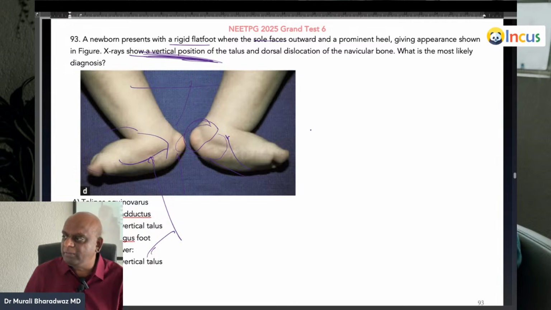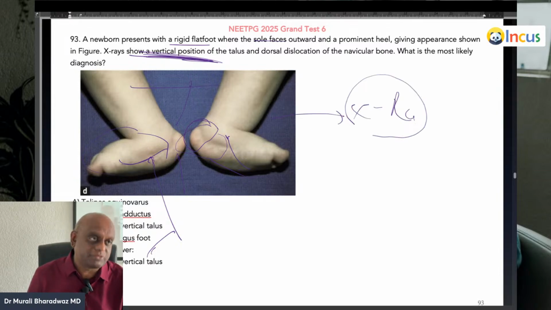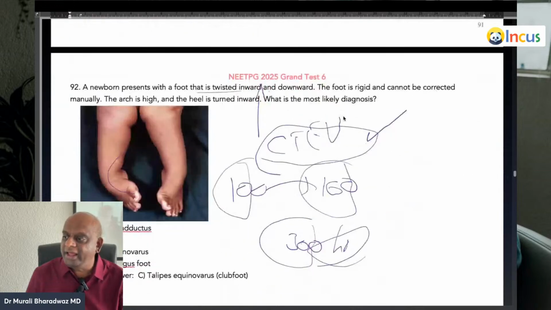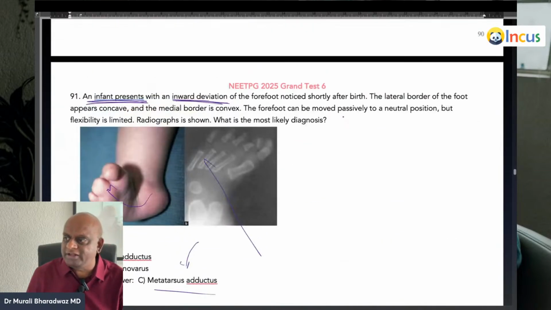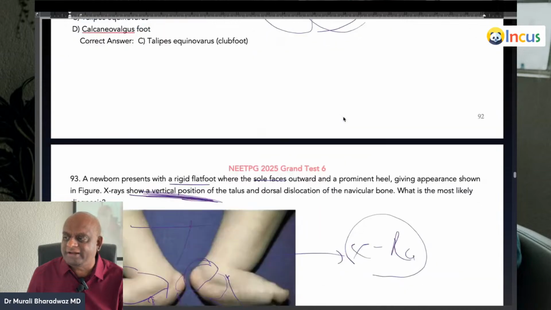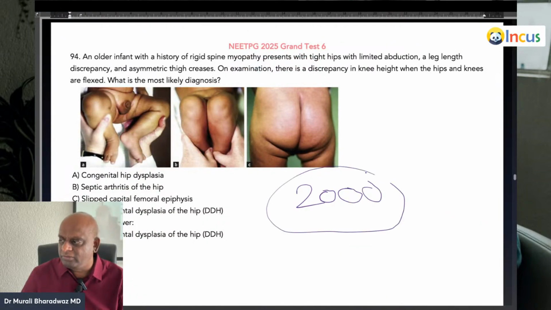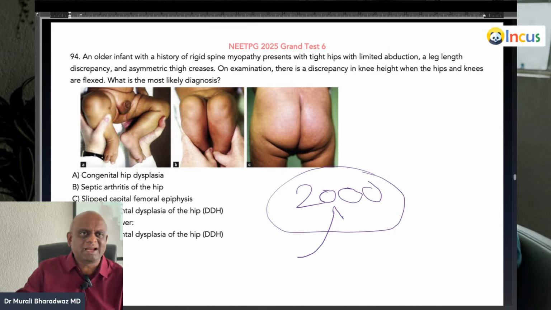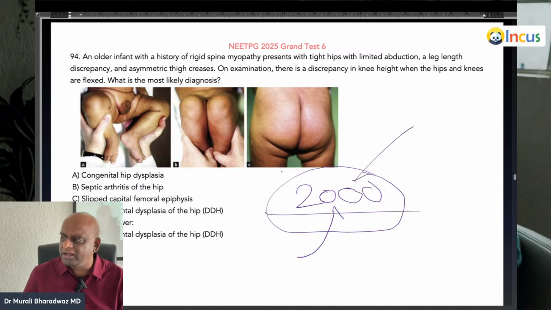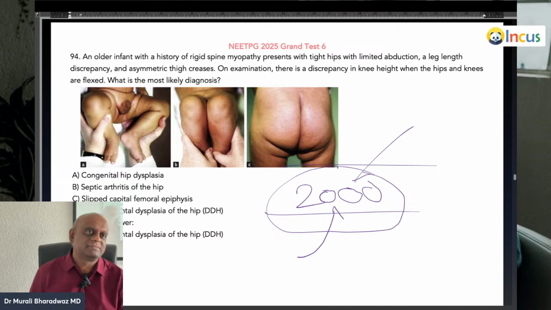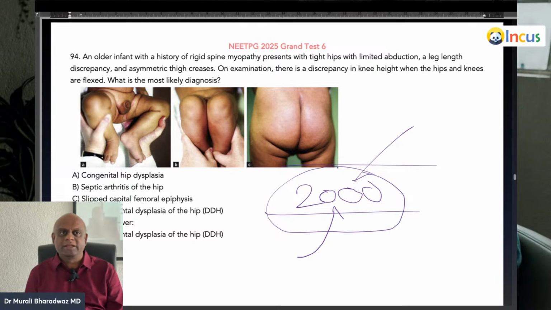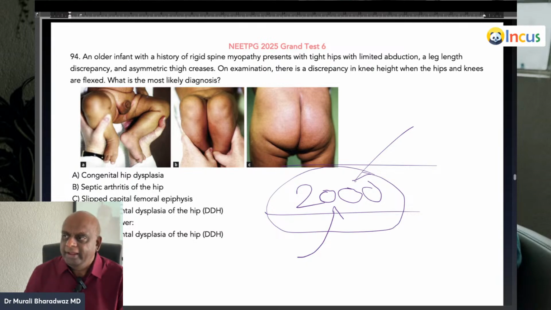Right? And sometimes an X-ray of this congenital vertical talus may be given. X-ray of Talipes equinovarus can be given. Already X-ray of metatarsus adductus is given. So I told you, 2000 images I will give you, which are classical in exam. Now questions will come beyond these 2000 images, including histopathology, radiology, clinical.